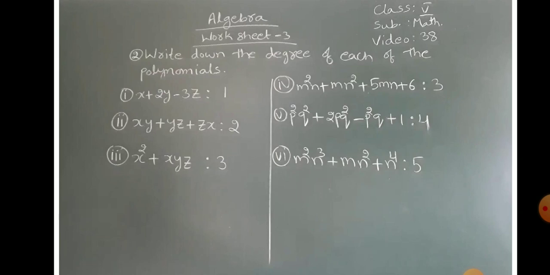And the third term has only one variable n, its power will become the degree of that term. So its power is 4. First term degree is 5, second term degree is 3, and third term degree is 4. Among them, the highest degree is 5. That's why the degree of the last sixth polynomial becomes 5. Okay. Now let us go to the third question.